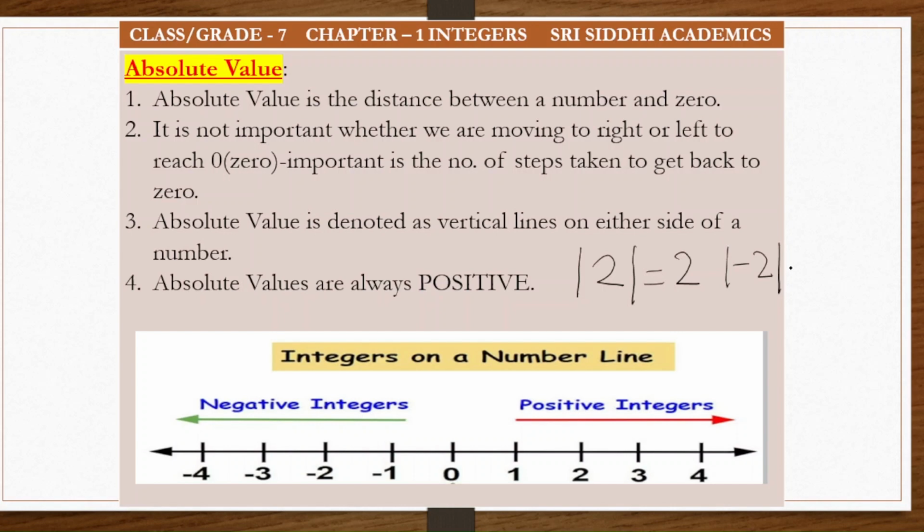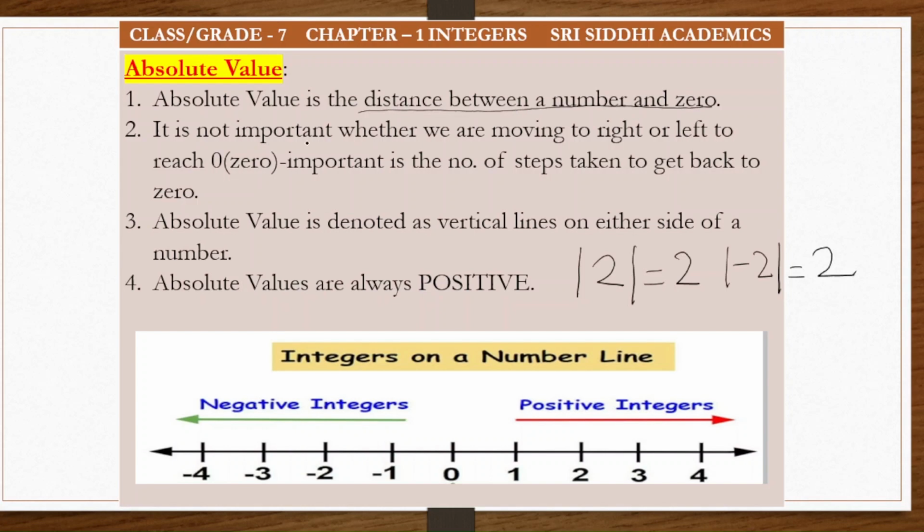I hope you know this by now, because you have studied this in grade 6. So if -2 is written inside these two bars, then the absolute value is 2. This is quite clear to you. But is it clear why it is so? Because absolute value is nothing but the distance between a number and 0.